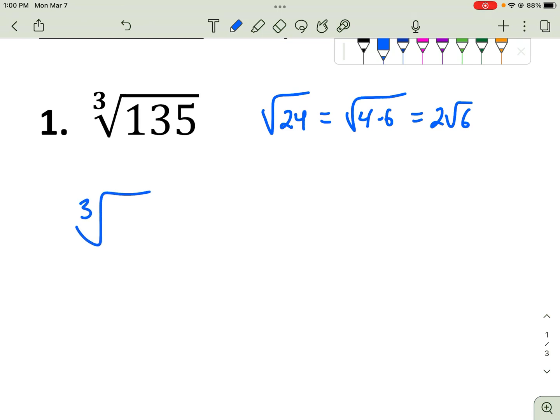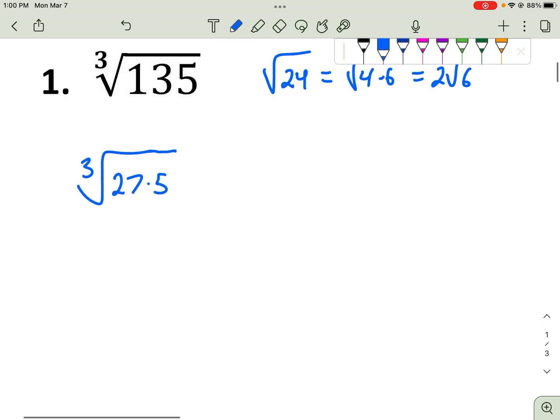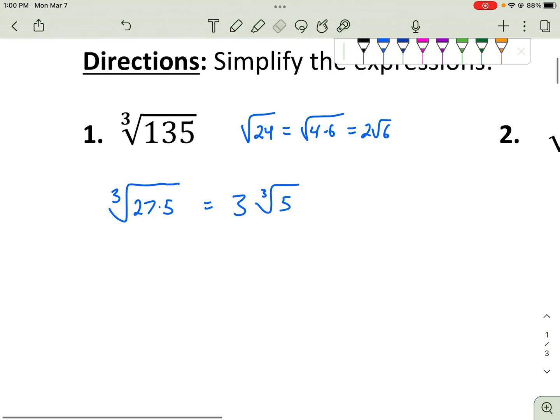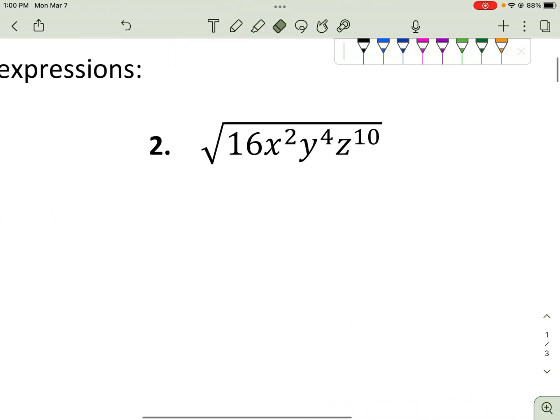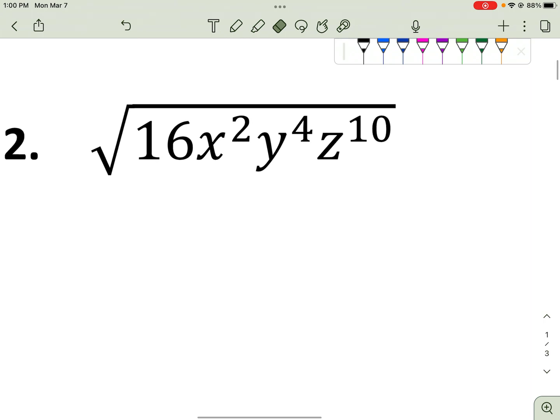Spoiler alert, it is 27 times 5. And we do that because we know what the cube root of 27 is. We know that it is 3. So you end up with 3 on the outside, cube root, and the 5 stays underneath because we didn't cube root it. Okay, I'm going to get rid of that because it doesn't actually have anything to do with that problem.